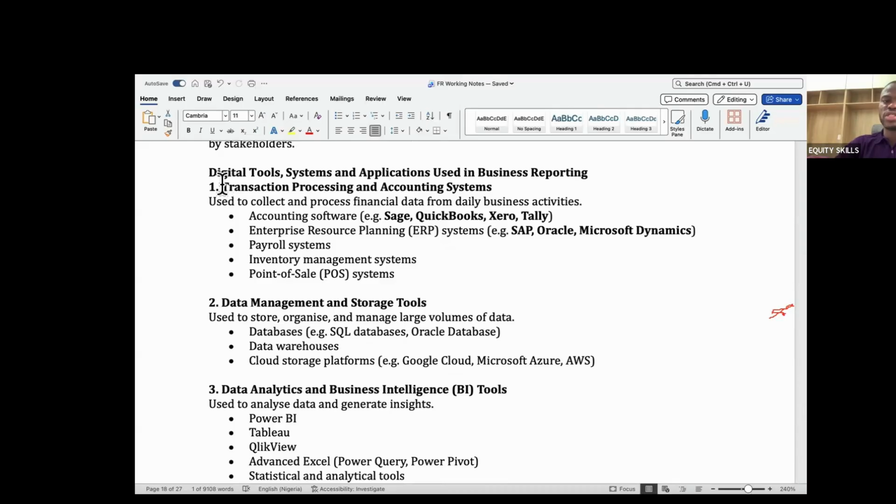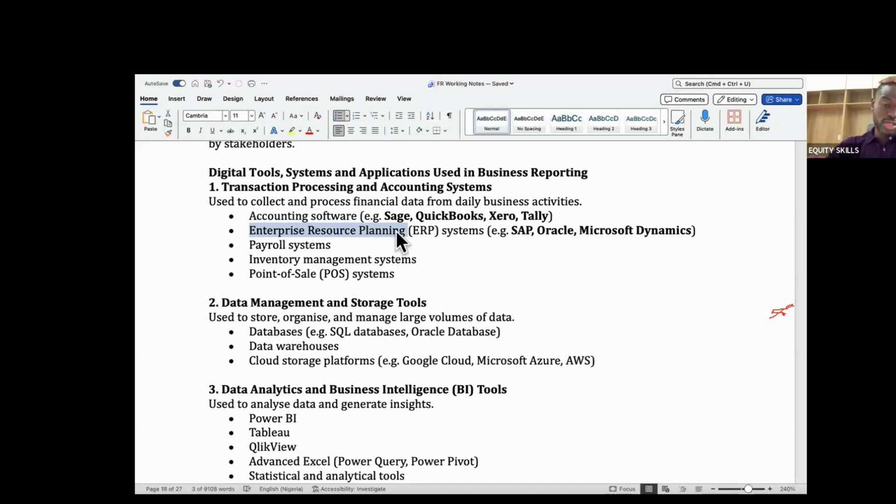The first area is transaction processing and accounting systems. It's part of what we do as accountants. The technology tool that we use for this is accounting software. We have Sage, QuickBooks, Xero and Tally. I'm not sure whether Tally even still exists, but I know Xero, QuickBooks, Sage, there's Zoho, and there are even ones that are more robust, enterprise resource planning, ERP systems, that go beyond just accounting.